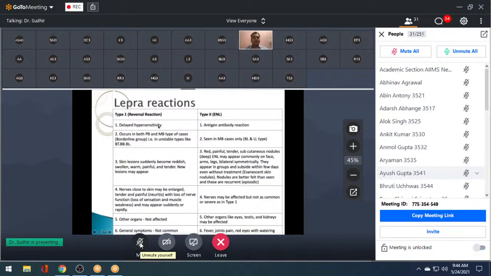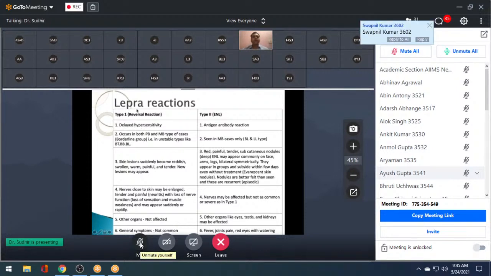So type 1 is a delayed type hypersensitivity. As you know, there are 4 types of hypersensitivity reactions: type 1, 2, 3, 4. Type 1 is your IgE mediated. Type 2 is your antibody dependent. Type 3 is antigen-antibody complex type of reactions, Arthus type of reactions. Type 4 is your T-cell dependent reactions, or delayed hypersensitivity, T-cell mediated hypersensitivity reactions.